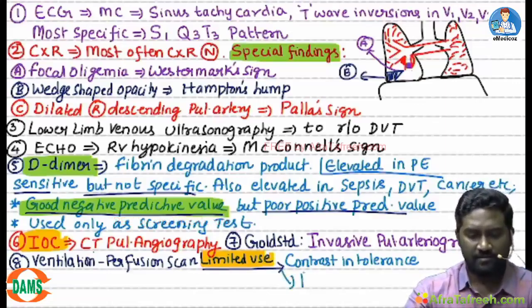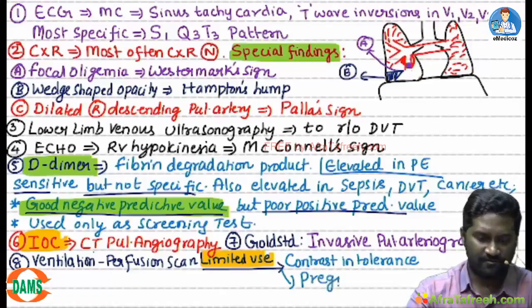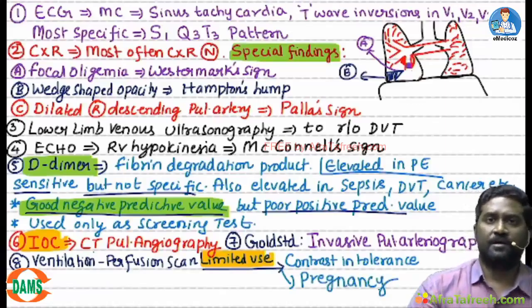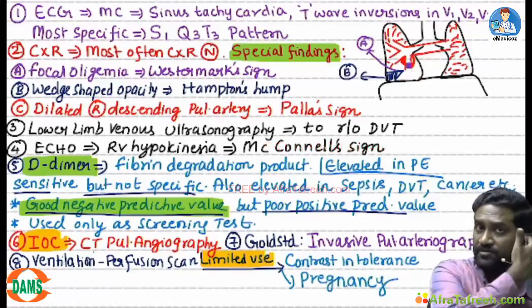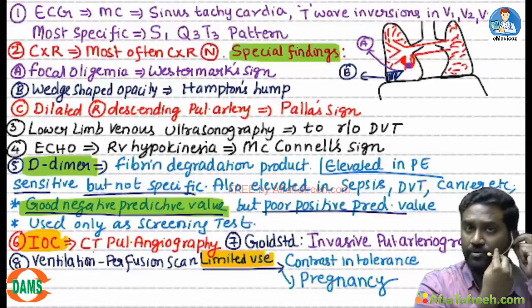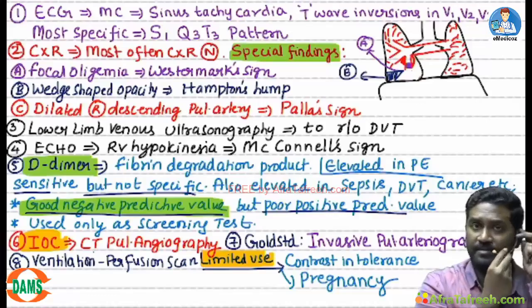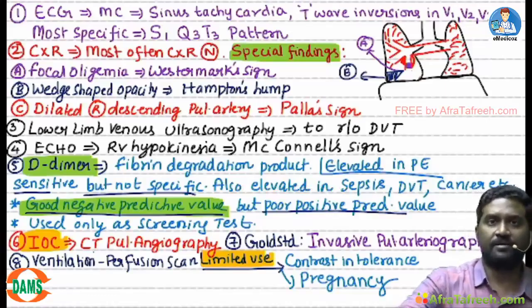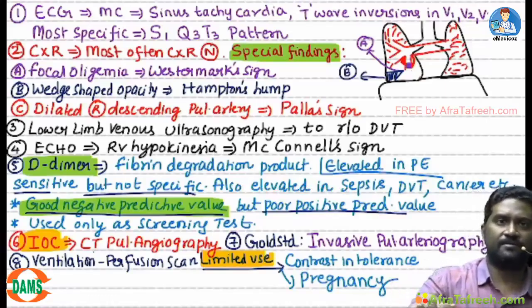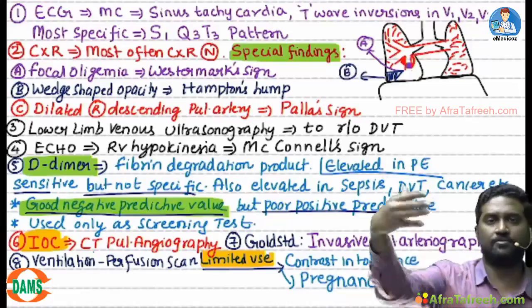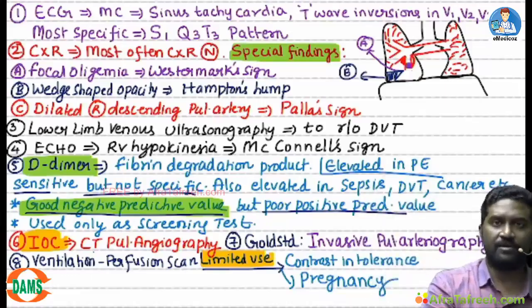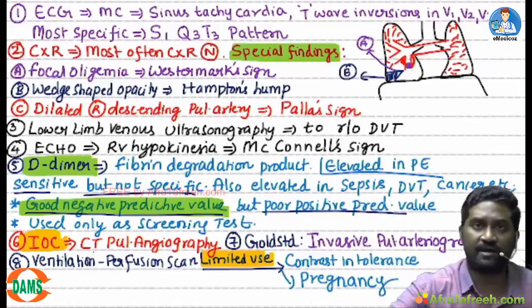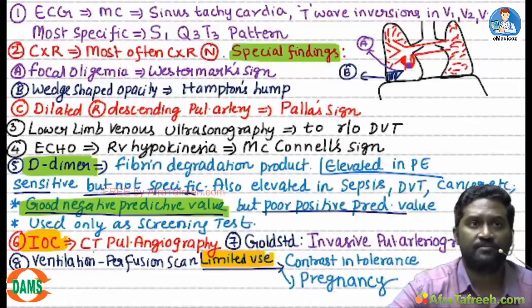Next indication is to decrease the risk of radiation to the mother. In pregnancy, it can be used. But recently there are low dose CTs. So we are using low dose CTs also in pregnant mothers, and it depends upon the area where we are doing it. So majority we nowadays have changed to low dose CT, but if it is not available, ventilation perfusion scan can be an option. So this is regarding the investigations.